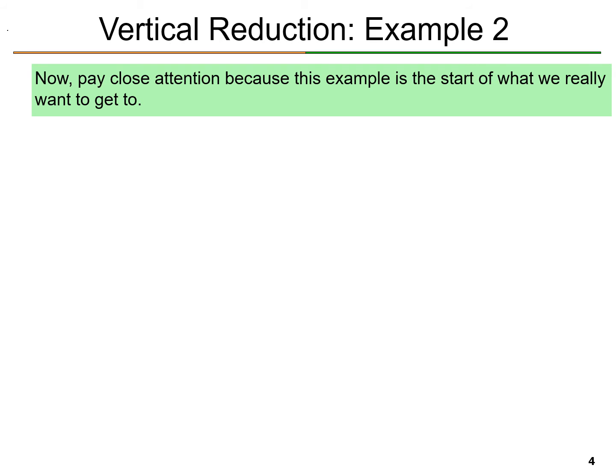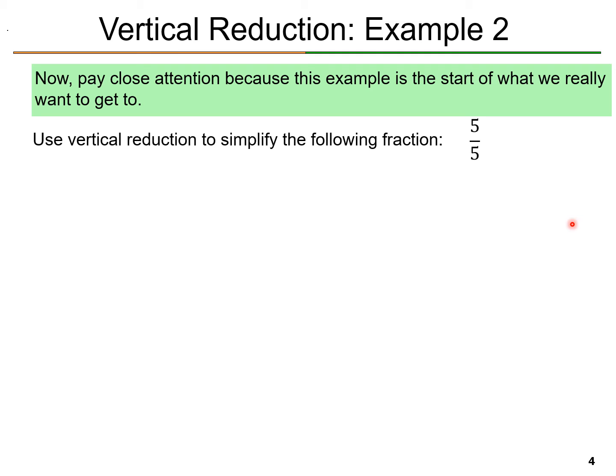Now, pay close attention to this example because it's the start of what we really want to get to: understanding the mechanics of dimensional analysis. Use vertical reduction to simplify the following fraction, 5 divided by 5. This is a fraction that has the same numerator as denominator.